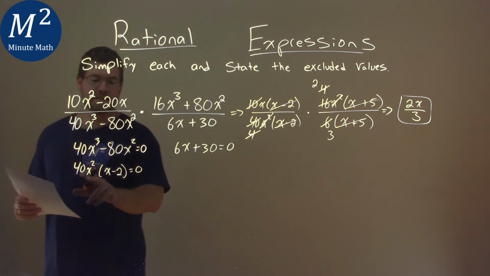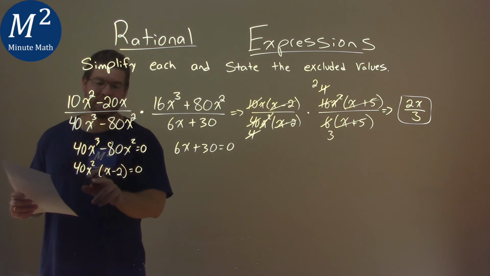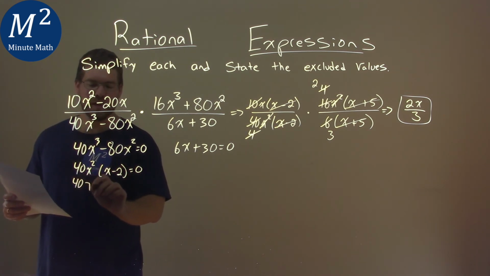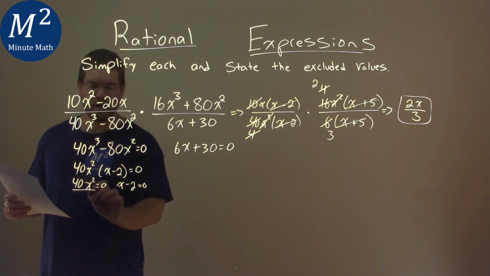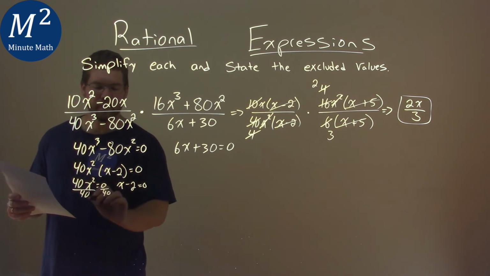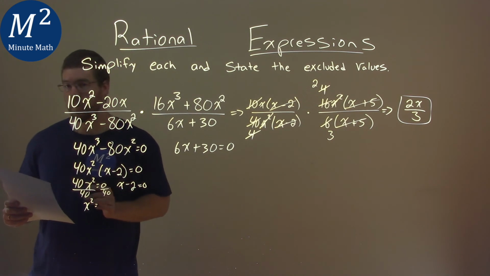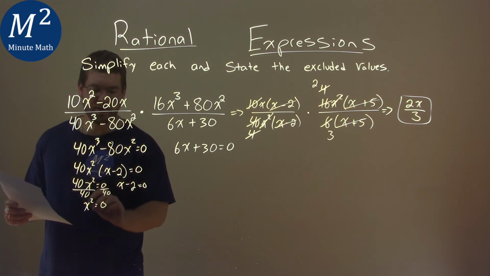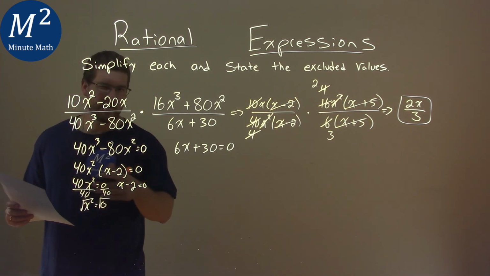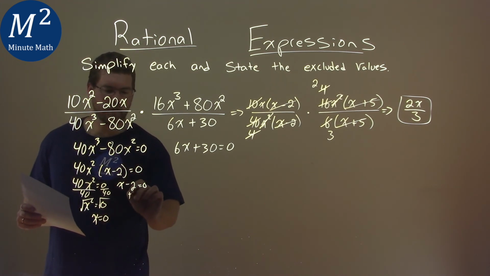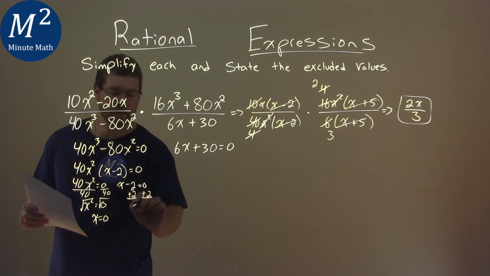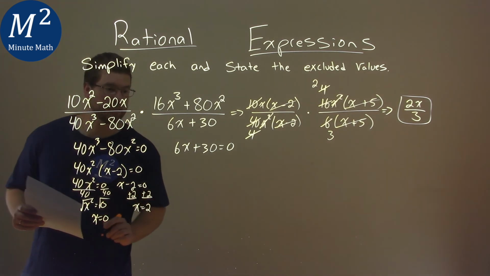Well, with that, we're going to set both of these equal to 0 to solve. So we have 40x squared equals 0, and x minus 2 equals 0. Divide both sides by 40 here, and we have x squared equals 0 over 40, which is 0. And we square root both sides. Plus or minus 0 is the same, and so x equals 0. Here I added 2 to both sides, and we have x equals a positive 2.